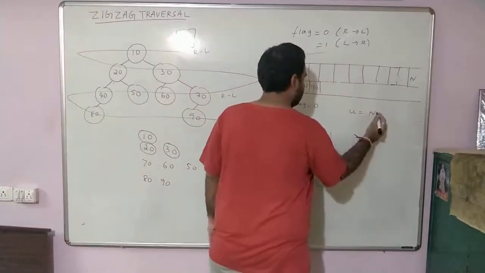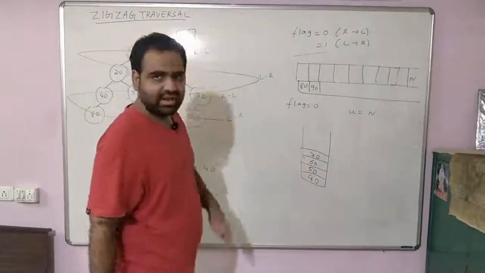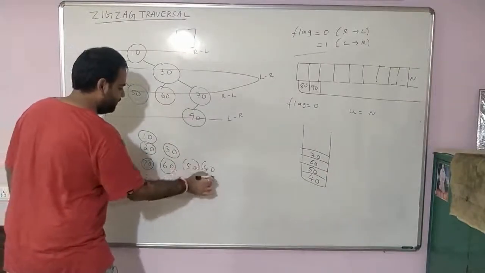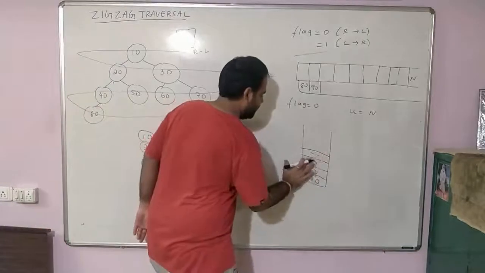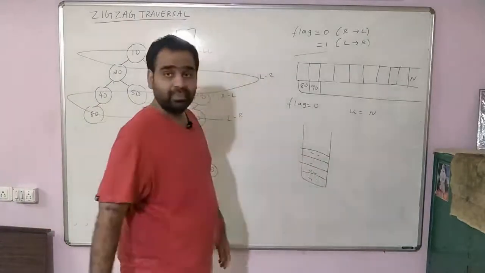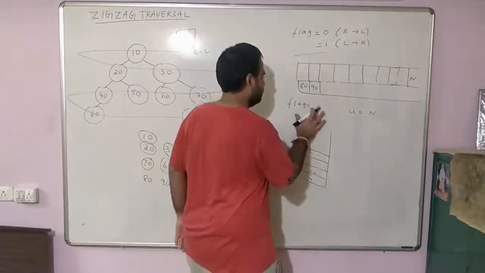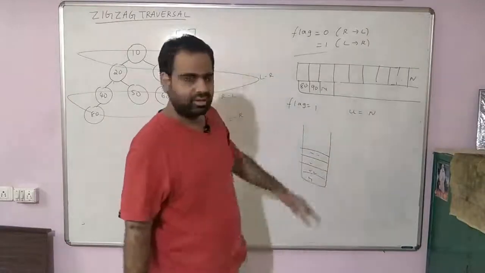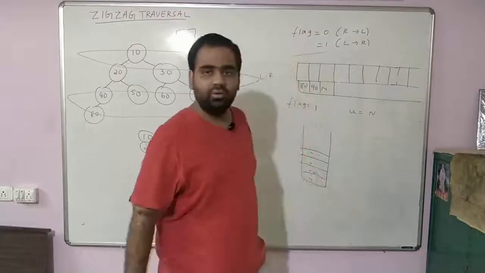Again you say u is equal to dq. What is the dq? Null. Now whenever it is null, empty the stack and print it. What is the stack? 70, 60, 50, 40. Okay. Now the stack has become empty. Fair enough? Negate the flag. Flag equal to 1. Now enqueue null if necessary. If necessary means queue is not empty. Yes. Therefore you enqueue null.